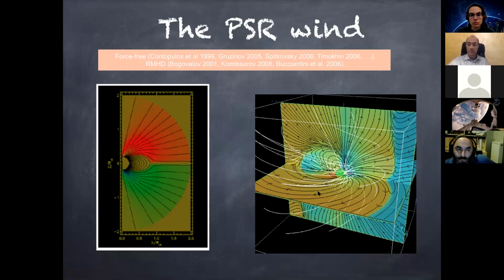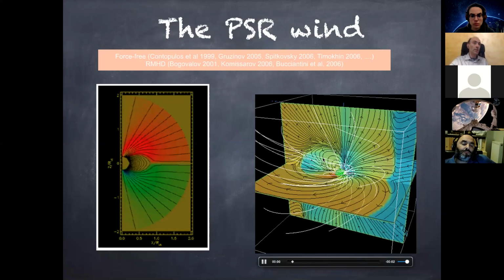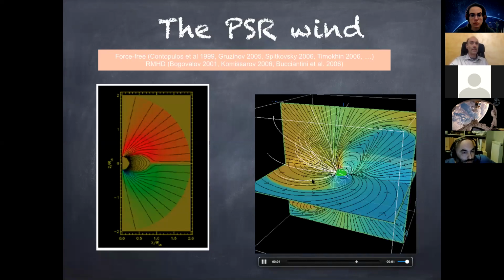So this is a 3D model, and it's quite hard to see, but I'm going to play it. You can see that as the pulsar rotates, you will have essentially winds of opposite polarities forming what's known as a striped wind.